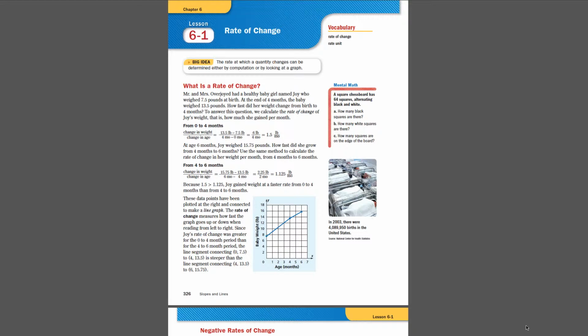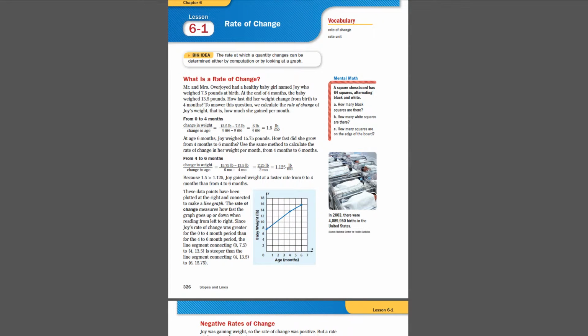We could have both positive rates and negative rates of change. When a car is slowing down, that's a deceleration, that's a negative velocity. So a negative acceleration, a negative change in speed.